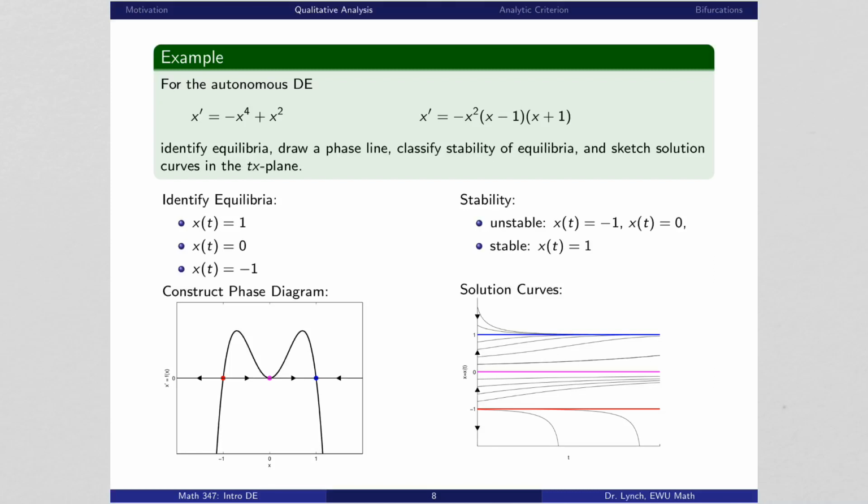So that's it for a motivating problem, as well as a summary of qualitative analysis and an example illustrating qualitative analysis. Part 2 of this video will have a look at the analytic criterion for stability and bifurcations.